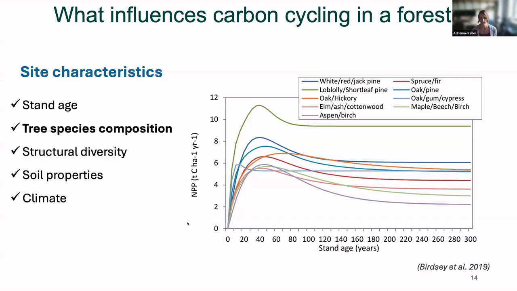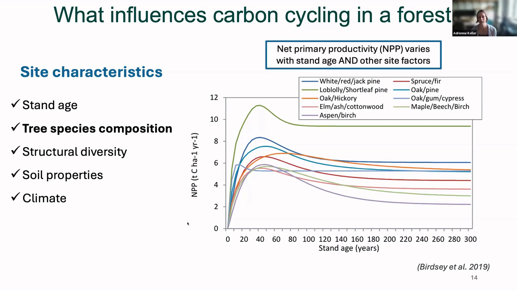Those older stands are still taking up carbon. They're still being productive, but at a lower rate than maybe when they were 20 to 60 years old. But you can see that these different tree species compositions do vary in how much net primary productivity they're realizing. And so you can see these loblolly and shortleaf pine plant communities have quite high NPP. They're very productive, they're taking up a lot of carbon. And you can contrast that to perhaps the aspen birch purple line. And so tree species composition, in addition to stand age, is quite important in influencing carbon cycling in a forest. So again, net primary productivity varies with stand age and other site factors, such as tree species composition.